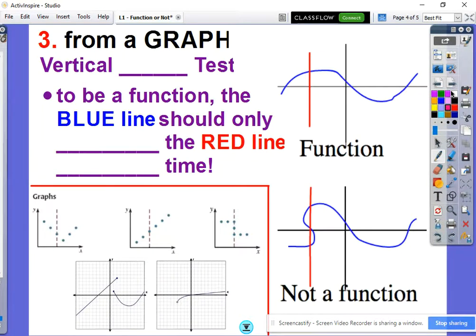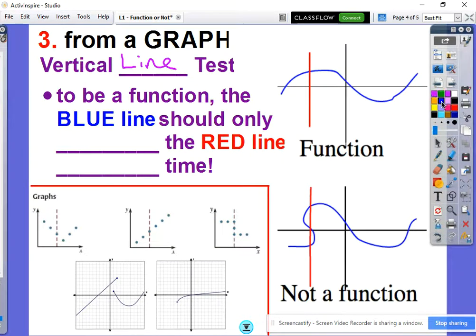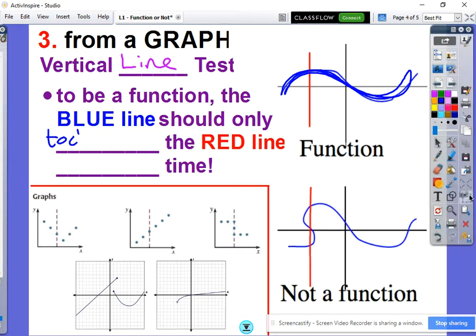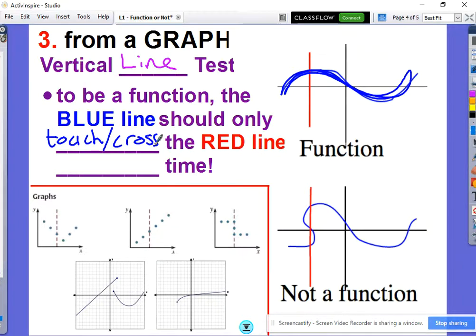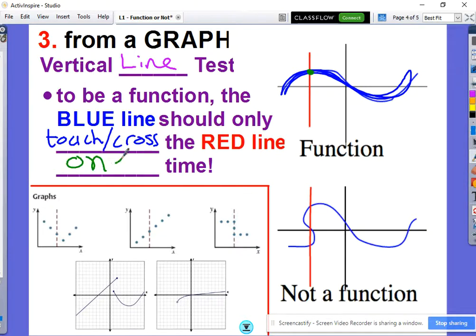And last but not least, we can identify from a graph, and the graph is really the easiest one. What we do is we call it the vertical line test. To be a function, this blue line over right here, our graph itself, can only touch or cross the red line one time. You can only cross that red line one time.